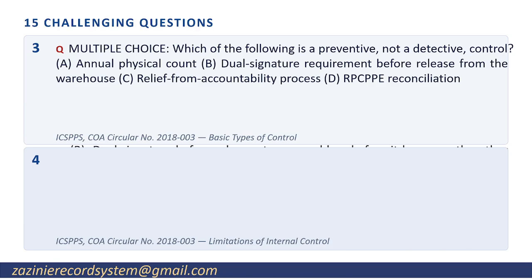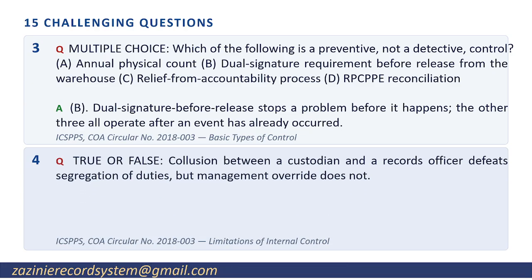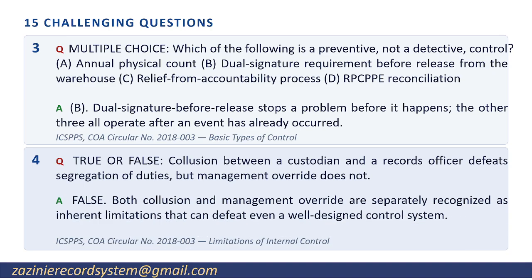B. Dual signature before release stops a problem before it happens. The other 3 all operate after an event has already occurred. Number 4. True or false? Collusion between a custodian and a records officer defeats segregation of duties, but management override does not. False. Both collusion and management override are separately recognized as inherent limitations that can defeat even a well-designed control system.